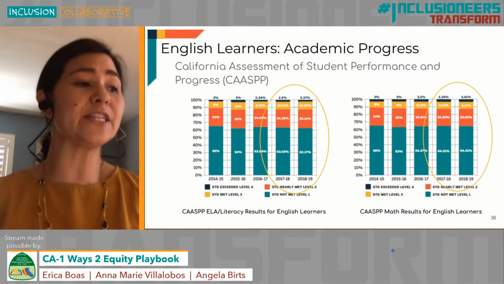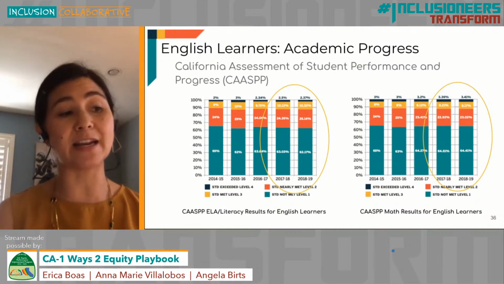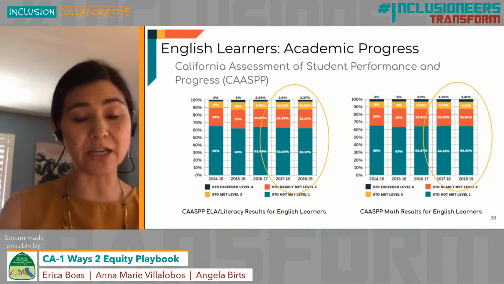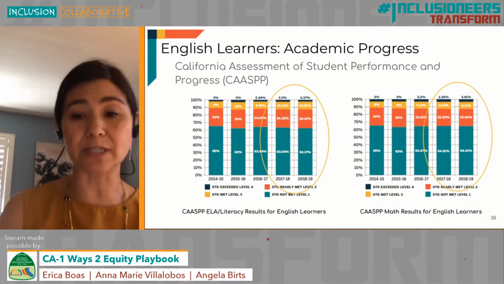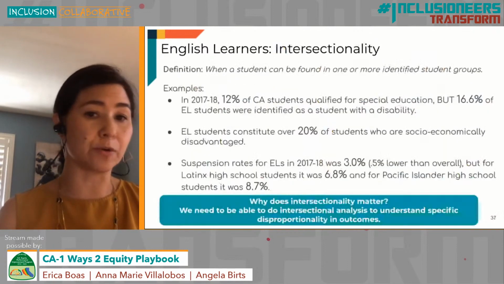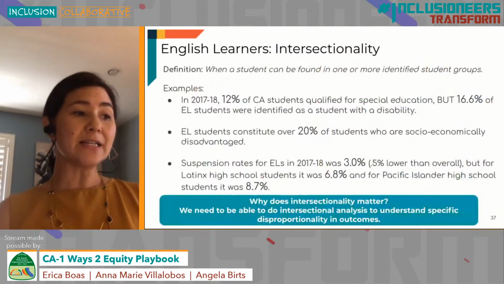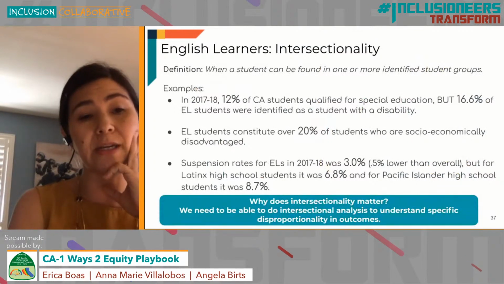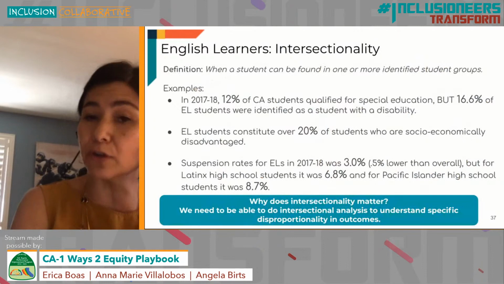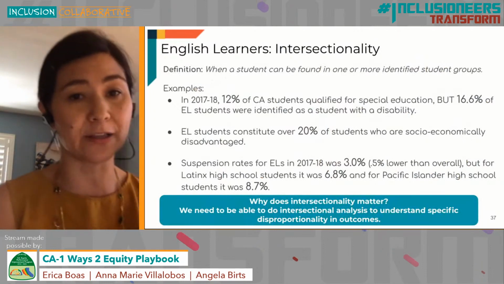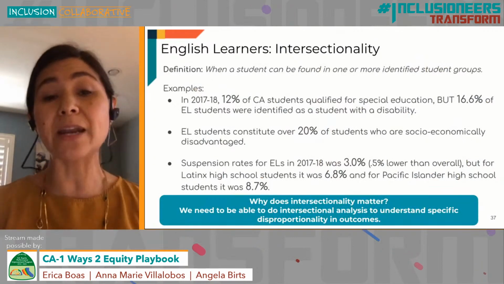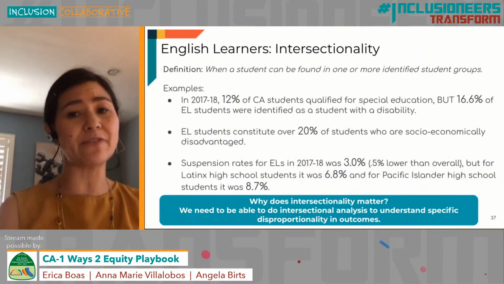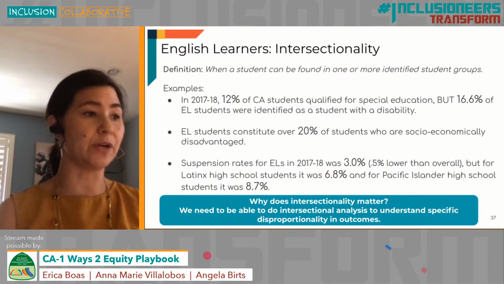So I present each of these charts to offer a snapshot of the state of academic outcomes for English learners as I talk about some of the equity issues, the tools and resources that are aligned with these equity issues going forward. And as Anna Marie and Angela spoke about, there's an importance of looking at intersectionality for English learners. Anna Marie brought this up a bit, but a definition is when a student can be found in one or more identified student groups.